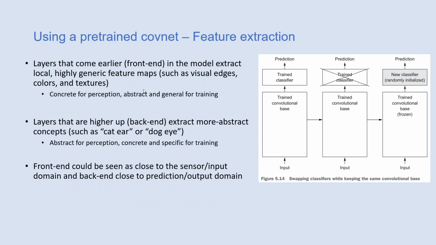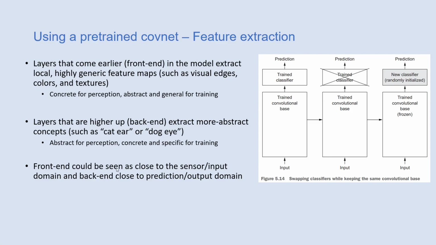As mentioned before, the front layers are more generic and closer to the input. They represent things like edges, colors, textures. They're closer to perception, and they can be used for different classification problems, while the latter layers contain things like cat, ear, dog, eye, and they're closer to the actual object, and that may include some of these layers. So it's up to you to choose where to stop the training.